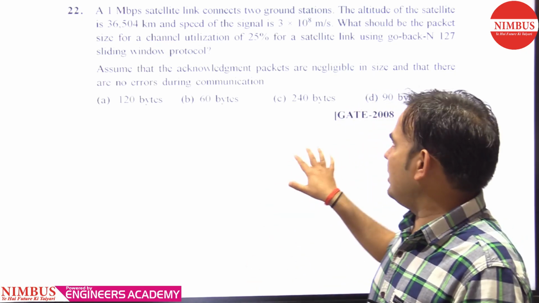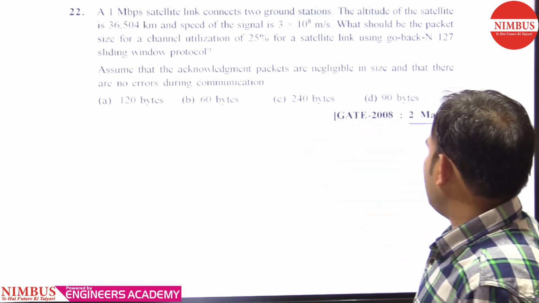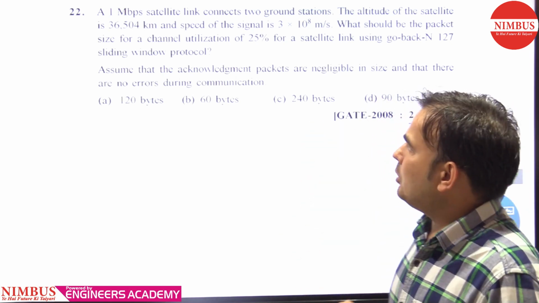Students, this question was asked in GATE 2008 for 2 marks. So let's see what it is saying and what it is asking from you.